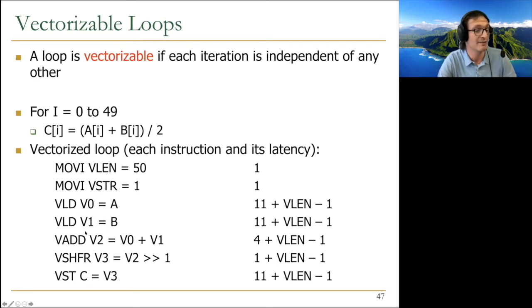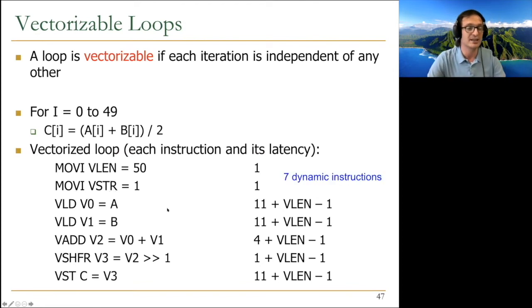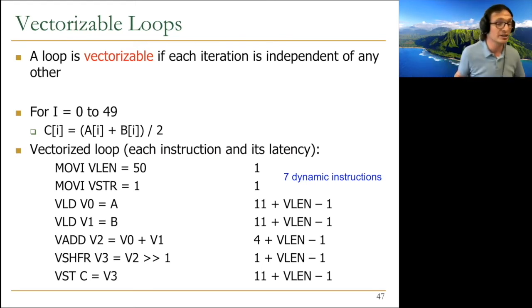1, 2, 3, 4, 5 are vector. 2 of them are scalar instructions over here to set up the vector length and vector stride register. So we already saved a lot. Only 7 dynamic instructions, which means that we're not fetching 3 or 4 instructions. We're fetching only 7 instructions. We're decoding only 7 instructions.